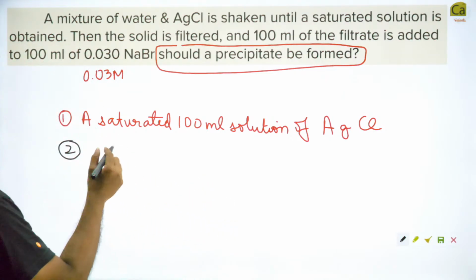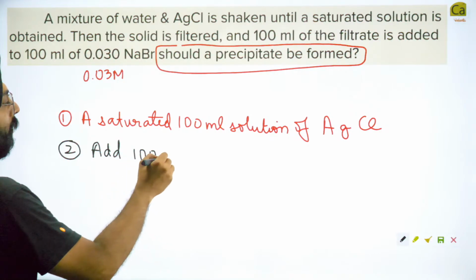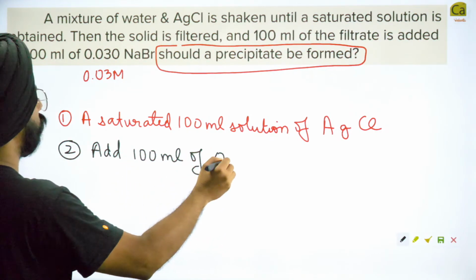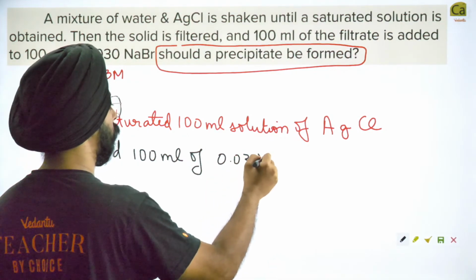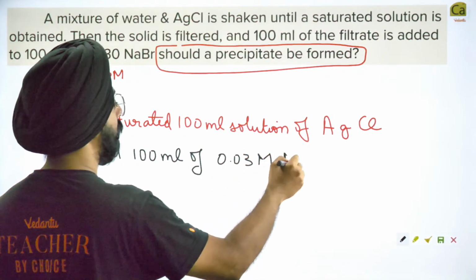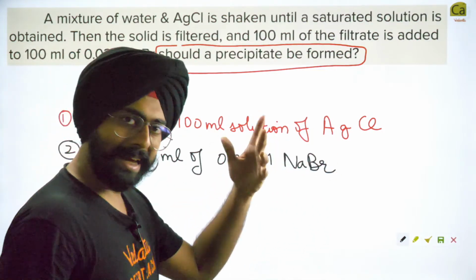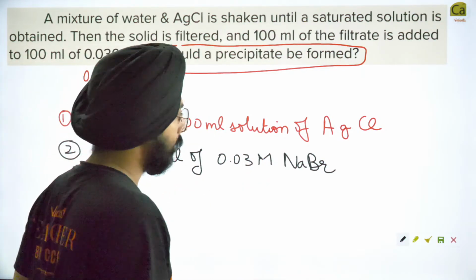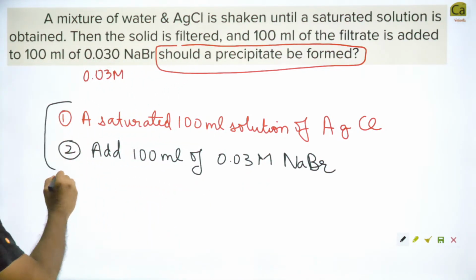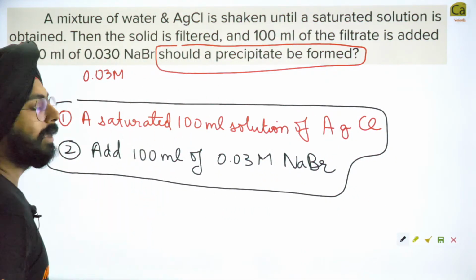Then second, you add 100 ml of 0.03 molar NaBr, and you should remember that sodium bromide, like sodium chloride, is a strong electrolyte, so when you dissolve it, it will break apart entirely. Once you do these two things, you have to figure out whether a precipitate can be formed or not.